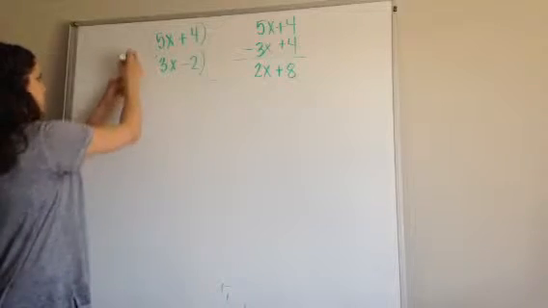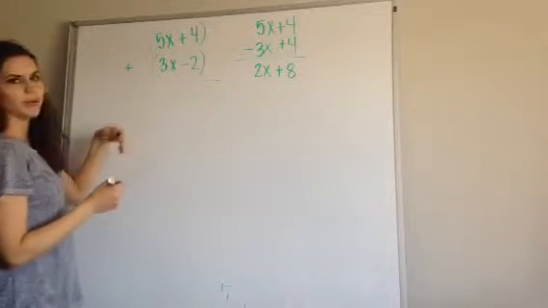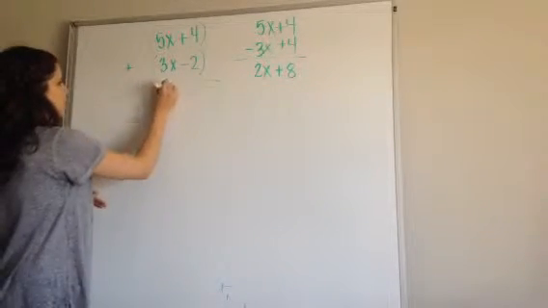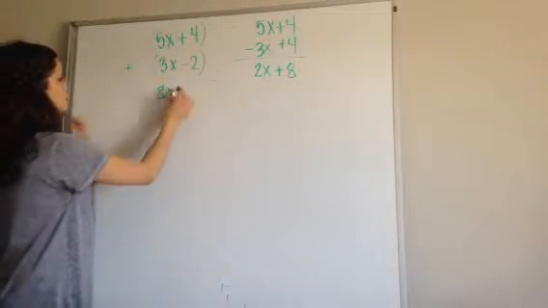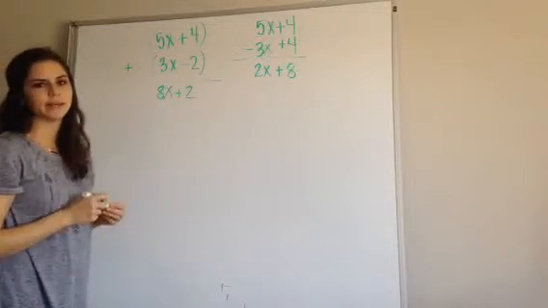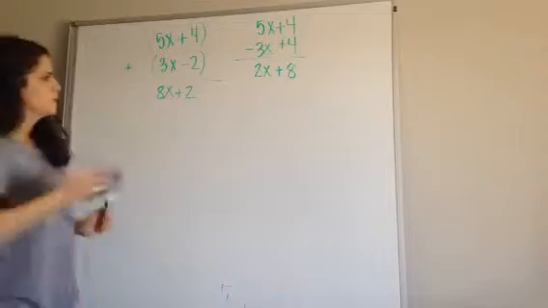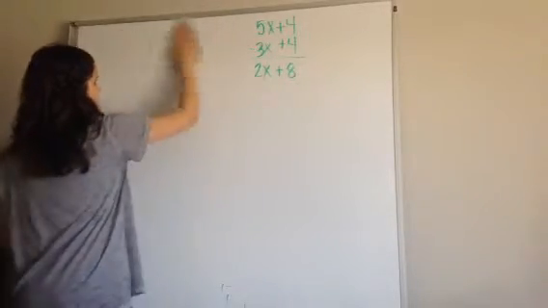If it were addition, then I can just do it right away. So 5 plus 3 is 8. 4 minus 2 is positive 2. And that's it. Okay. So multiplying and dividing with exponents.